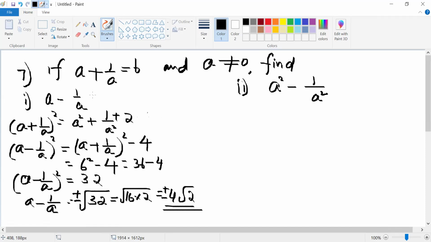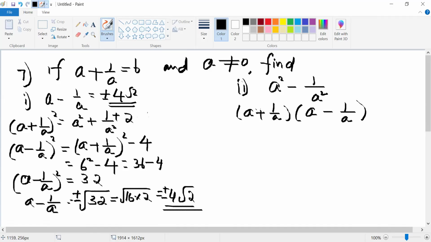So we got the answer here: plus or minus 4 root 2. Now, a square minus 1 by a square, how to find? We know that a square minus b square is what? a plus b into a minus b. So similarly, a square minus 1 by a square will be a plus 1 by a into a minus 1 by a, right? Both answers we know. a plus 1 by a is given, a minus 1 by a we found now.